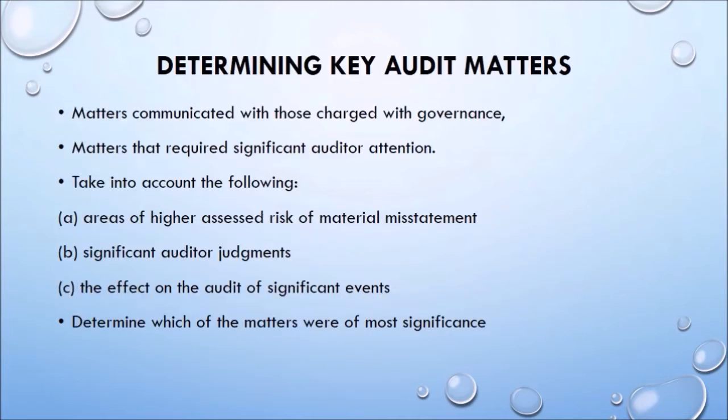Determining key audit matters. The auditor shall determine, from the matters communicated with those charged with governance, those matters that required significant auditor attention in performing the audit. In making this determination, the auditor shall take into account the following. A. Areas of higher assessed risk of material misstatement, or significant risks. B. Significant auditor judgments relating to areas in the financial statements that involved significant management judgment, including accounting estimates that have been identified as having high estimation uncertainty. C. The effect on the audit of significant events or transactions that occurred during the period.